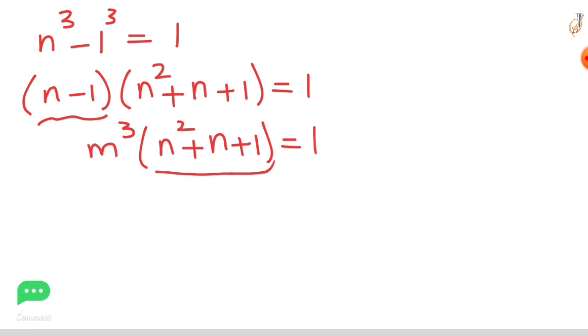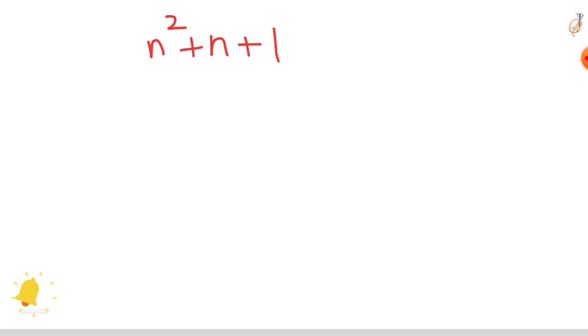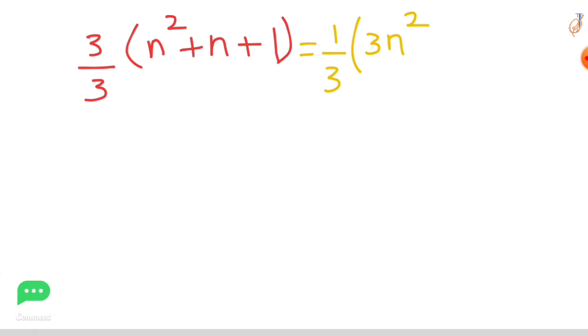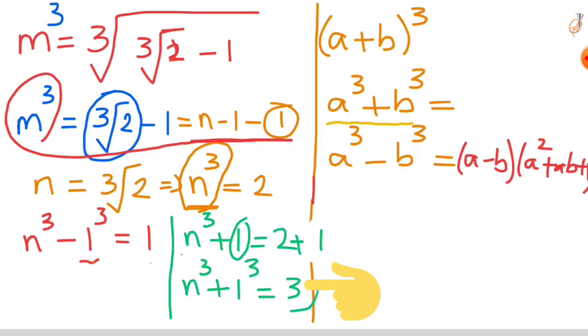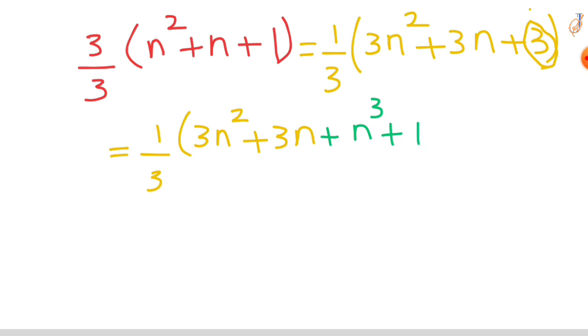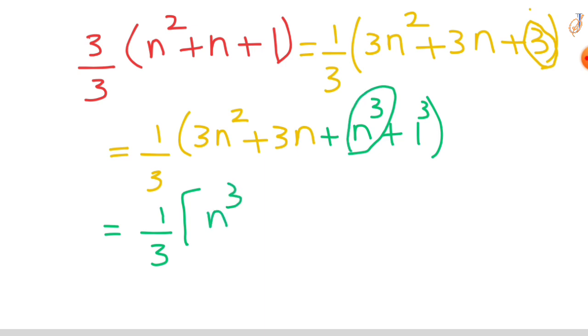Now we have n power 2 plus n plus 1. Try to convert this in terms of power 3. For that, let's multiply and divide by 3. Then this becomes 1 over 3 times (3n power 2 plus 3n plus 3). So 1 upon 3 times (3n power 2 plus 3n, and see here the constant 3). Instead of 3, we can write n power 3 plus 1 power 3, and n power 3 minus 1 power 3 is nothing but 1 only. So 1 upon 3, first take the higher power, that is n power 3 plus 3n power 2, and then the n term 3n plus 1 power 3.